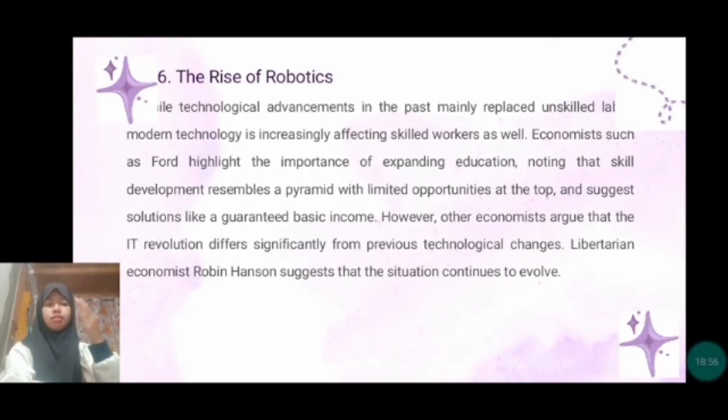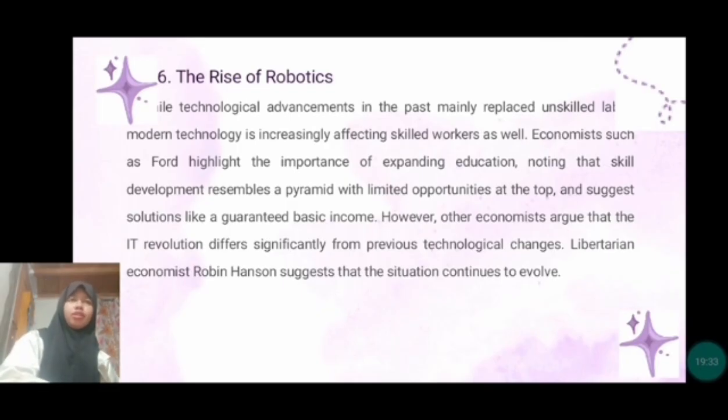Robotics means developing intelligent robots that can perform tasks automatically and assist humans in real-world environments. Now, it says here that in the past, when new technology was introduced, it mostly replaced unskilled workers. But now, modern technologies like AI are starting to affect skilled workers too.